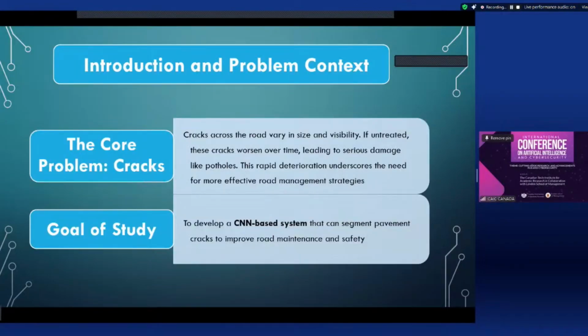The introduction and problem context. The core problem is that cracks, of course, are common across the roads and they vary in size and visibility. If untreated, these cracks worsen over time, leading to serious damage like potholes. The rapid deterioration then underscores the need for more effective road management strategies. The goal of the study is to develop a CNN-based system that can segment pavement cracks to improve road maintenance and safety.